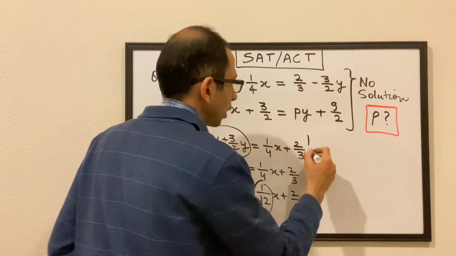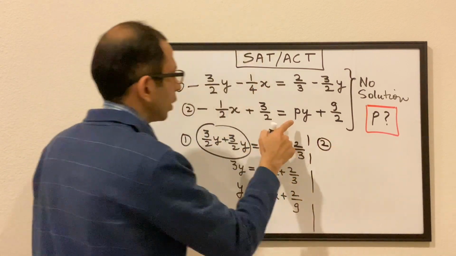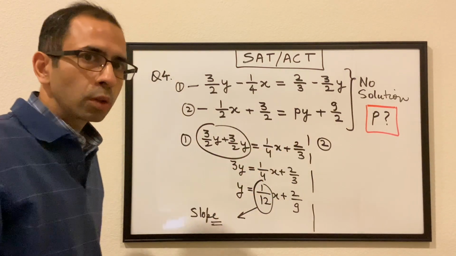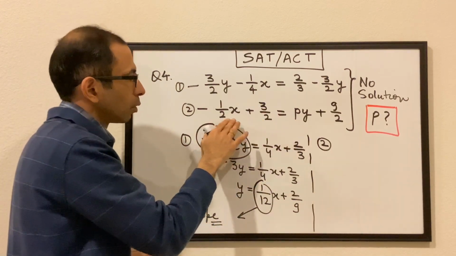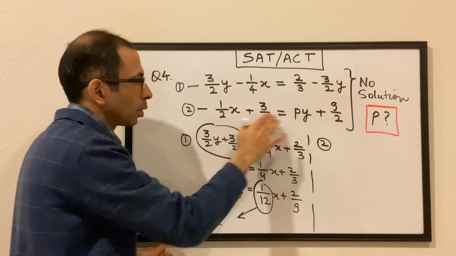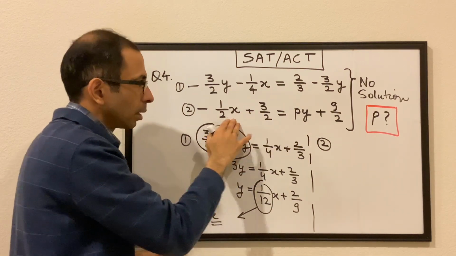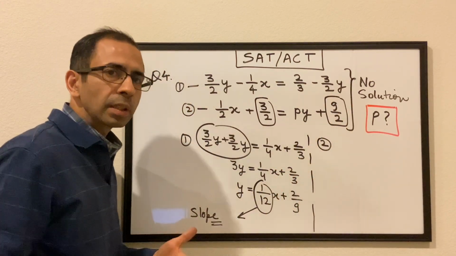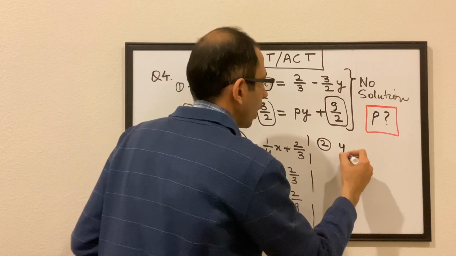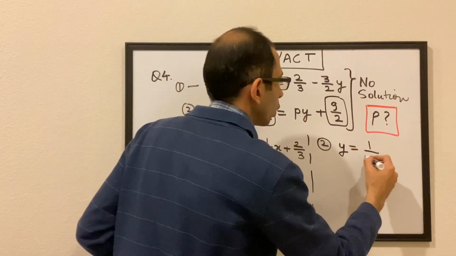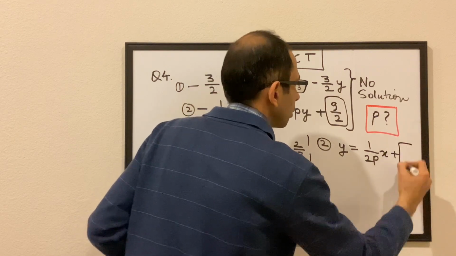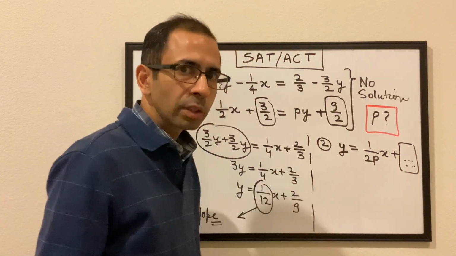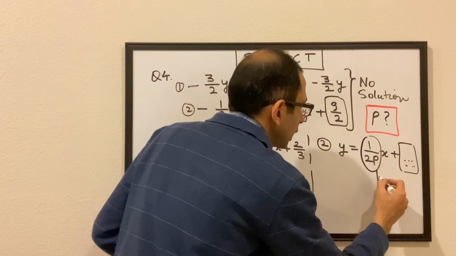Let's do the same thing for line number 2. For line number 2, again, I am not bothered about the constants here. I am only interested in the slope. My py is here and 1 over 2x is here. So if I divide by p on both sides, I will get the slope directly, correct? I don't need to bother about these numbers for a moment because I'm only interested in getting the slope. So y is equal to 1 over 2px plus something, correct? I'm not bothered about this. I'm only interested in slope. So the slope is 1 over 2p.